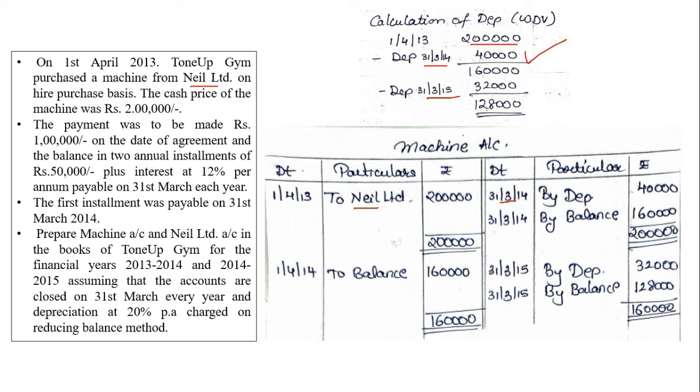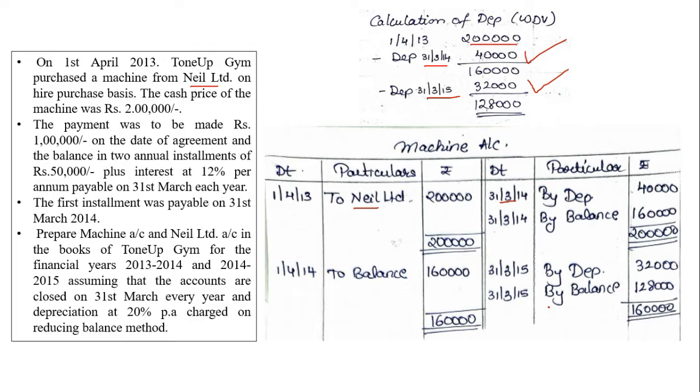By 31st March 15 we have by depreciation. Our second depreciation was 32,000, so we have taken it as 32,000. Tally it, and whatever answer you get will be your balance. So your balance is 1,28,000 rupees. Okay, so this is how you have to solve the machinery account.